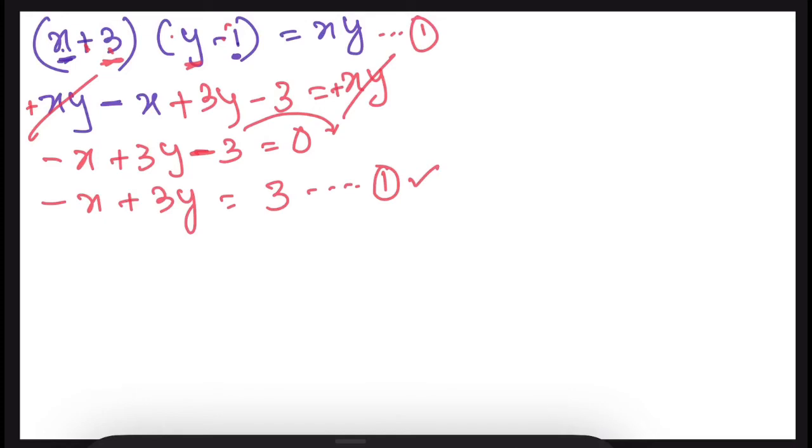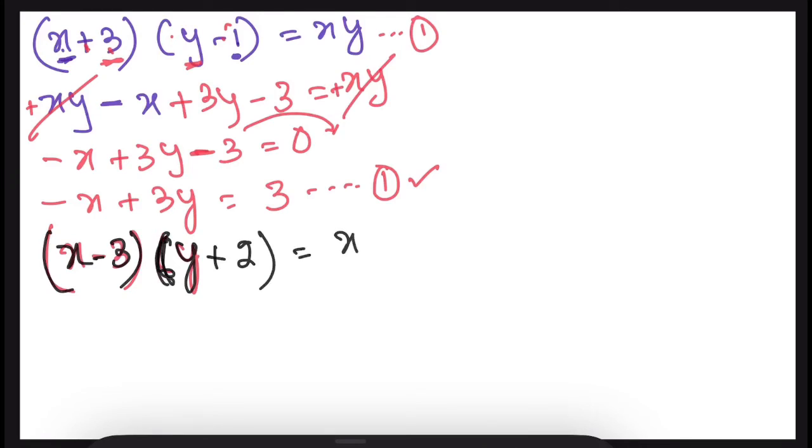Okay. Now let's do the second equation. If 3 students are removed, then how many rows became? 2 rows were extra. This is second case, x minus 3 into y plus 2, that equals to also xy.